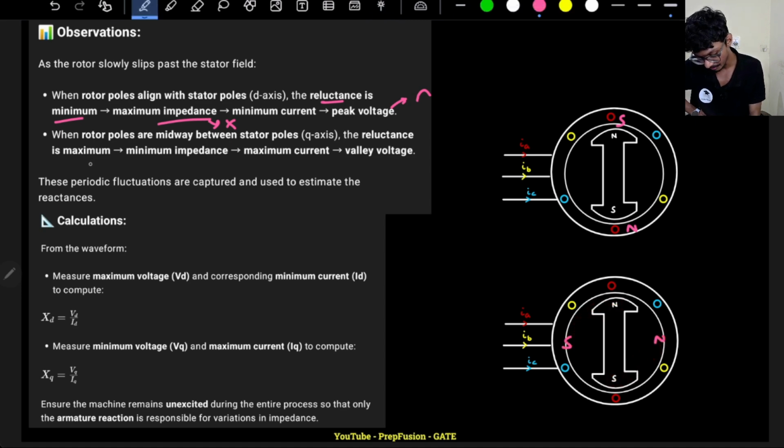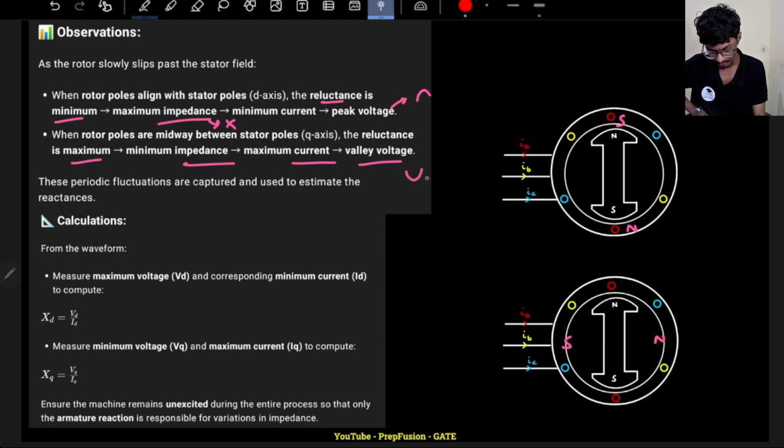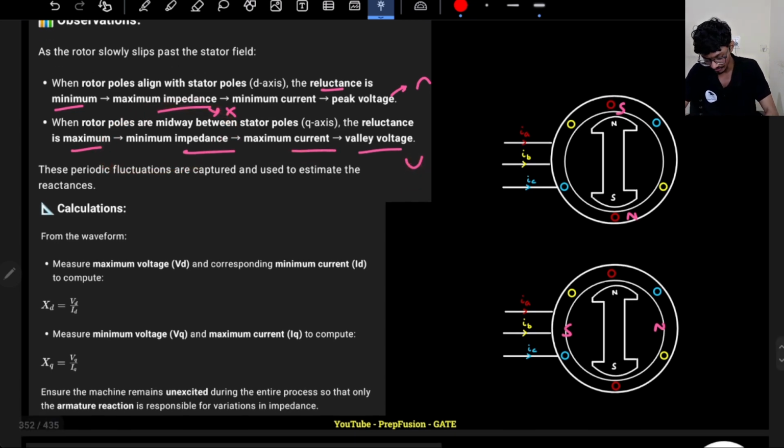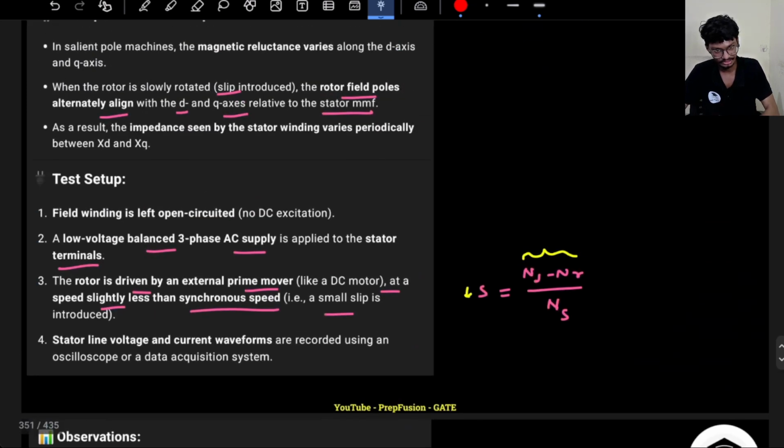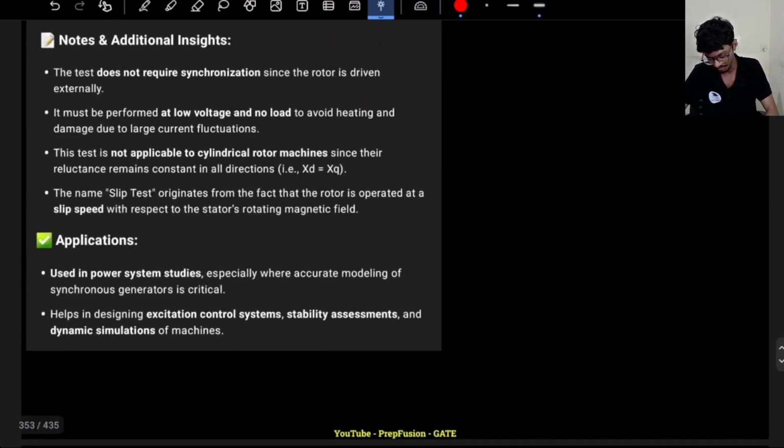So reluctance will be maximum, so impedance will be minimum. Maximum current, and valley voltage, meaning voltage will be like a valley, like this. Voltage will be minimum, current will be maximum, hence the impedance Z will be minimum. So I hope you have understood. Just understand what the slip test is and what we do, that is the only important thing for you.